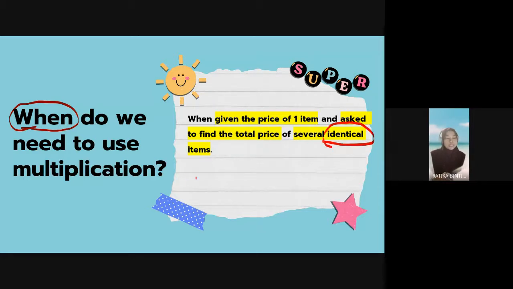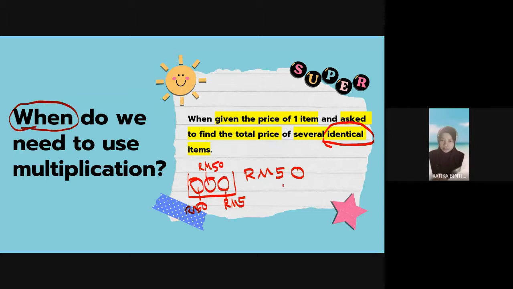Okay, for example, in one basket there are 3 durians. The price of one durian is 50 ringgit. And the other two have the same price. So this one is 50 ringgit. This durian is also 50 ringgit. This one is also 50 ringgit. This is what we call several identical items. The price is the same.